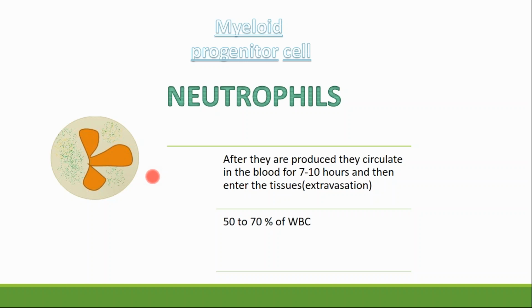Why do they enter the tissues? In order to destroy the antigen, if any is present in the tissues. And the entry of these cells into the tissue is known as extravasation. 50 to 70% of WBCs are neutrophils.